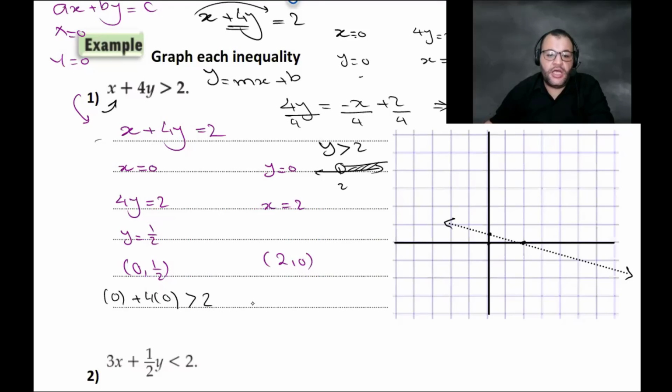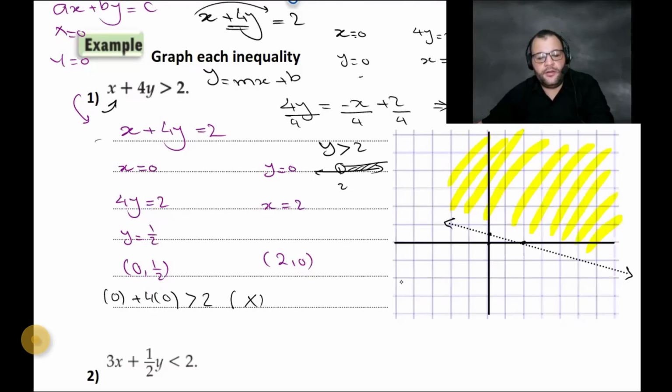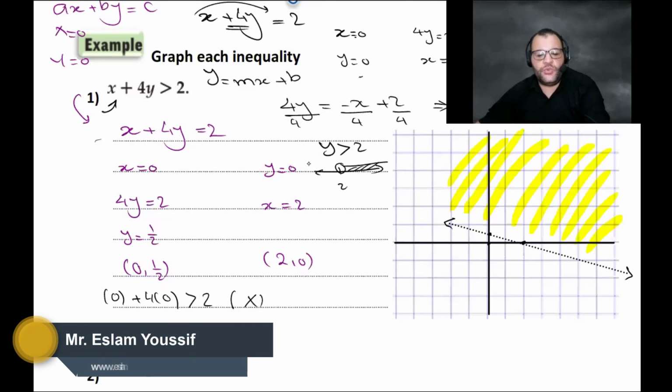Wrong. Is 0 plus 4 plus 0 more than 2? No, wrong. It means 0 and 0 is not a solution. It means the solution will be above the line. Or you can find it with an easy way.